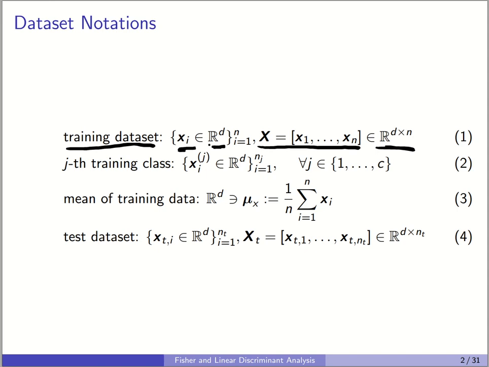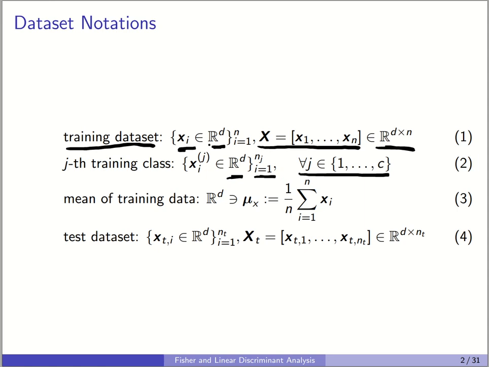Here we are supervised, so we have labels of classes. Therefore, assume we have C classes, j goes from 1 to C. j is the index of class, and we show the ith sample of the jth class by xi superscript j, which is also d-dimensional, and nj is the number of points in the jth class.